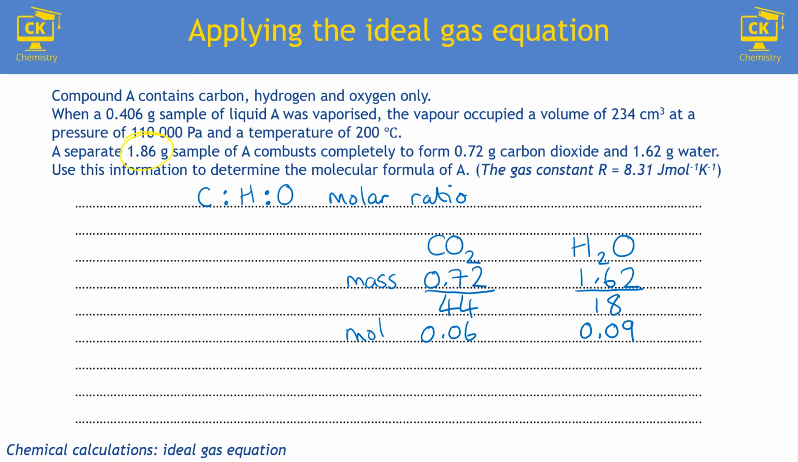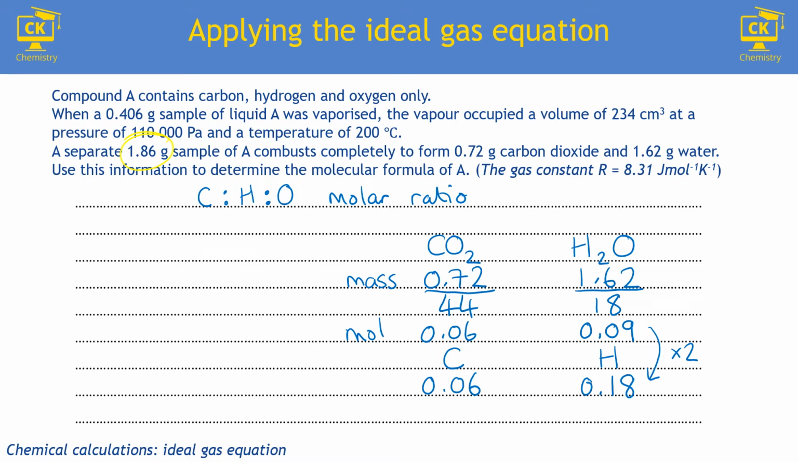So the next step we do is my moles of carbon and my moles of hydrogen. Now it's almost the same. For carbon dioxide, it is the same. If you have 0.06 moles of carbon dioxide, you will have 0.06 moles of carbon, because there's 1 to 1 in the formula, because it's just CO2. But if you have 0.09 moles of H2O, you have 0.18 moles of hydrogen in your compound.